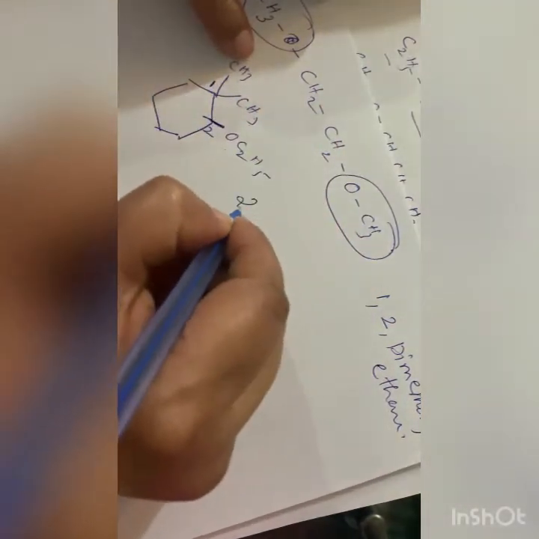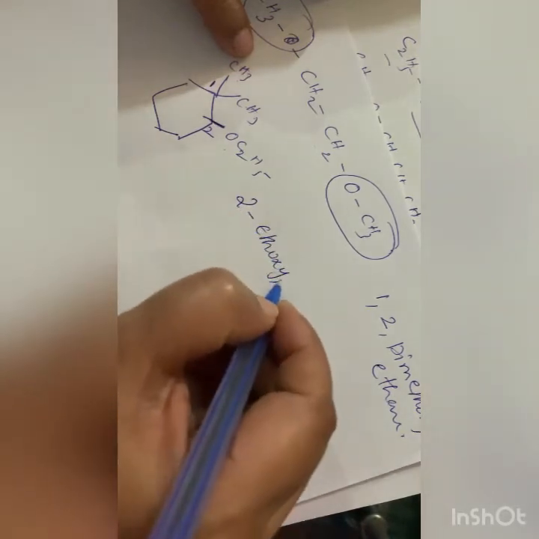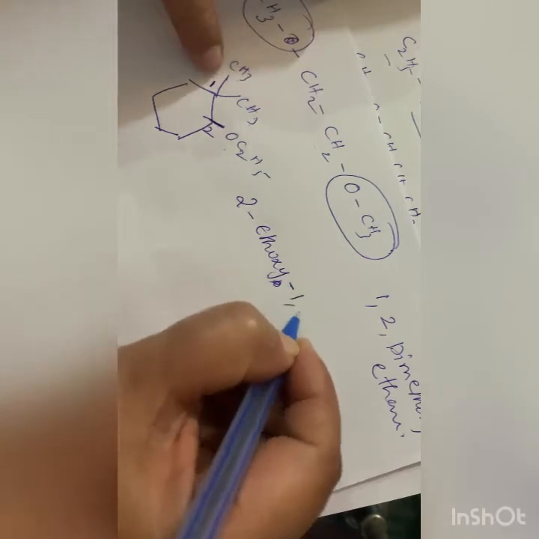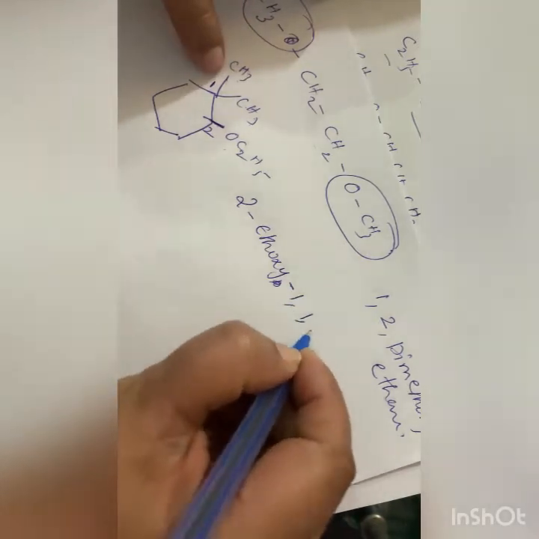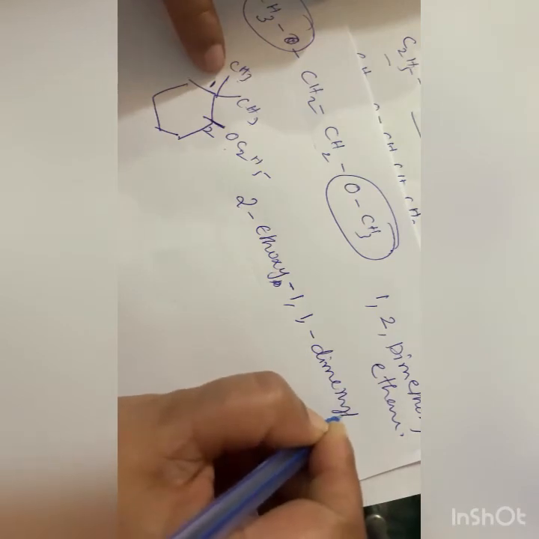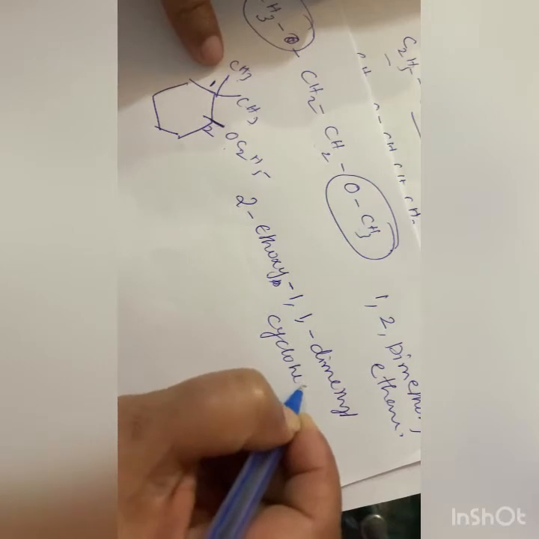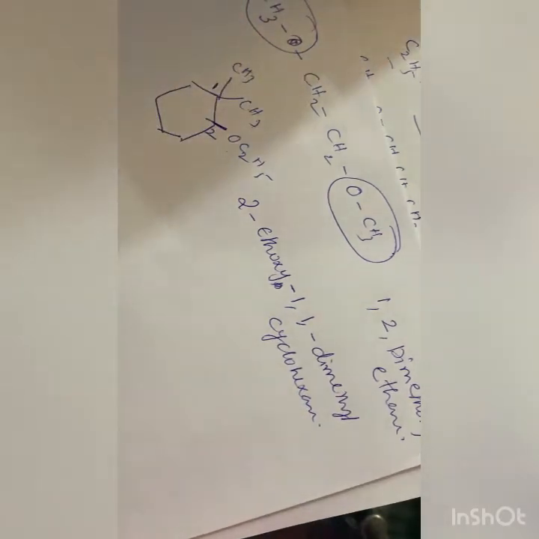So where is oxy? Ethoxy is on second carbon. So 2-ethoxy, then 1,1-dimethyl. What is the parent? Cyclohexane is the parent. So this naming I told you, that naming will be there. That is a very sure question. So practice all these namings.